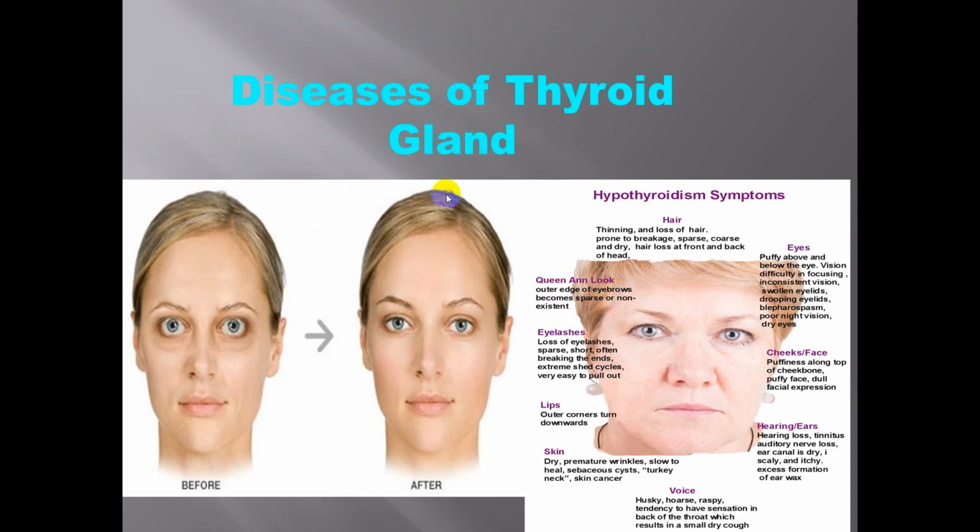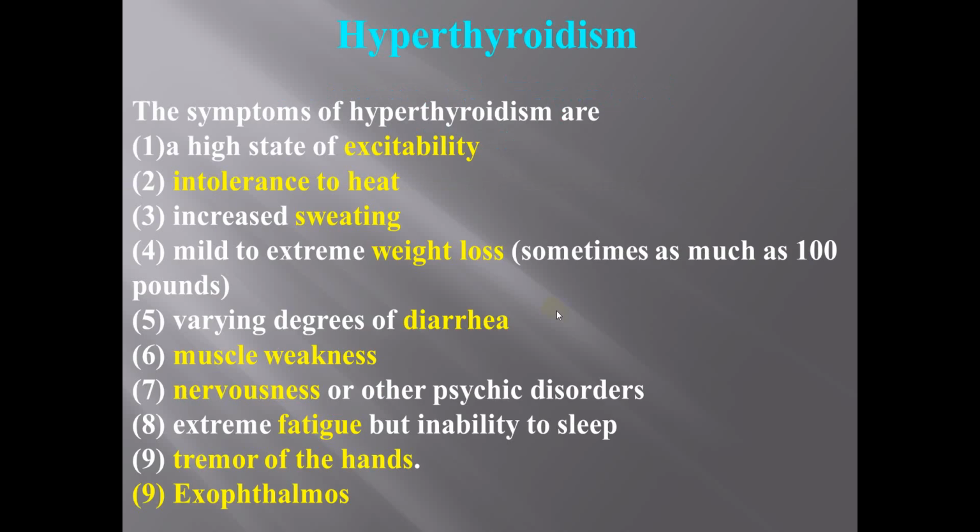Diseases of the thyroid gland. This idea shows that increased secretion of thyroid hormones is what we call hyperthyroidism, and the other idea shows decreased secretion of thyroid hormones T3 and T4, which we call hypothyroidism. Hyper and hypo. Hyperthyroidism is an increase of thyroid hormones. Symptoms: high state of excitability.